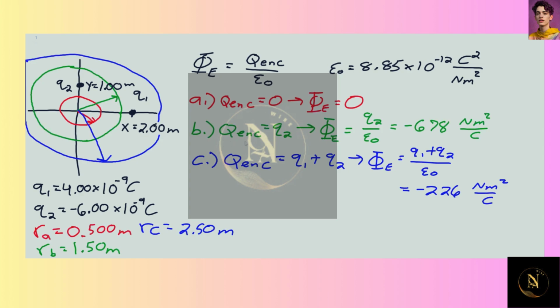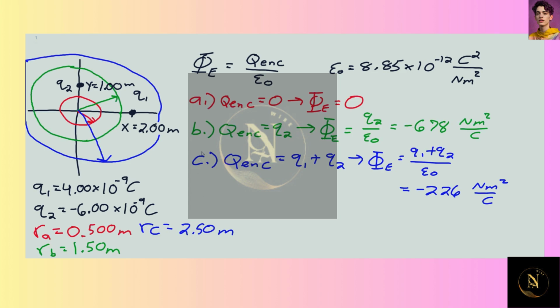In part B, the total enclosed charge, well, this is a radius of 1.5 meters, so that includes our Q2 charge because 1 meter is included in the radius of 1.5, but it doesn't include Q1. So the total enclosed charge is just Q2, which is negative 6 nanocoulombs. Nano is 10 to the negative 9, so it's negative 6.0 times 10 to the negative 9 coulombs. So I plug that in for the total enclosed charge Q2 divided by epsilon naught, and when we plug the numbers in the calculator, we get negative 678 Newton meters squared per coulomb for part B.